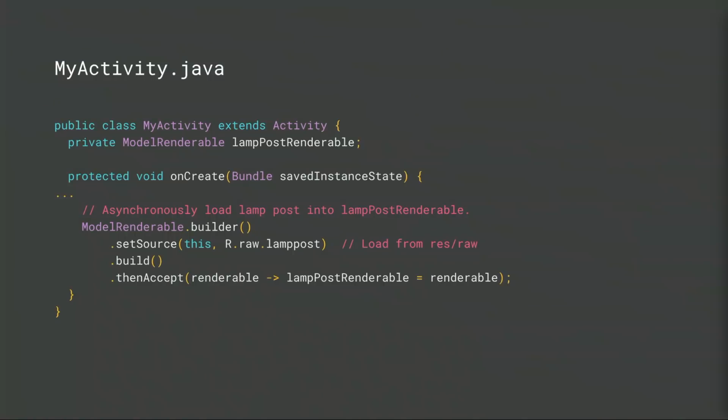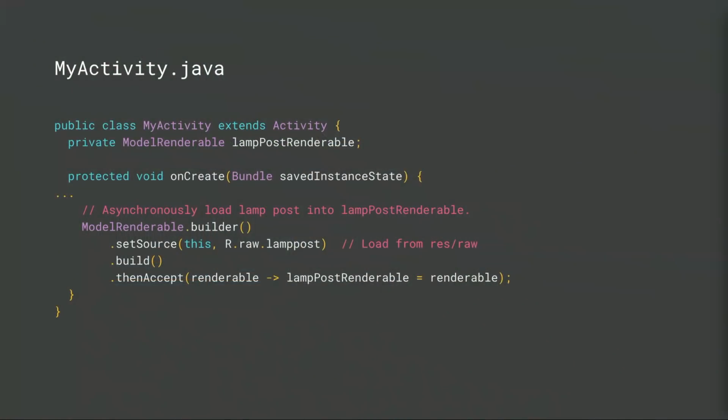As you can see here, this is an activity that you are all very familiar with. We have an onCreate method, and our model renderable is an object that in the runtime is going to describe all the details of how to render our lamppost. You could think of this as the runtime representation of our file that has our optimized model. So we need to load our file into the runtime here, and we're doing that using the model renderable builder.